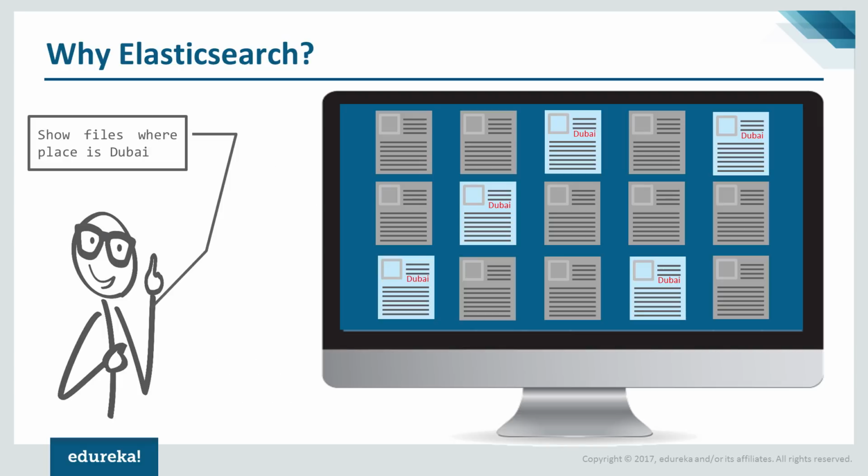One good example of Elasticsearch is here: this person wants to search for all the files in which the place is mentioned as Dubai.